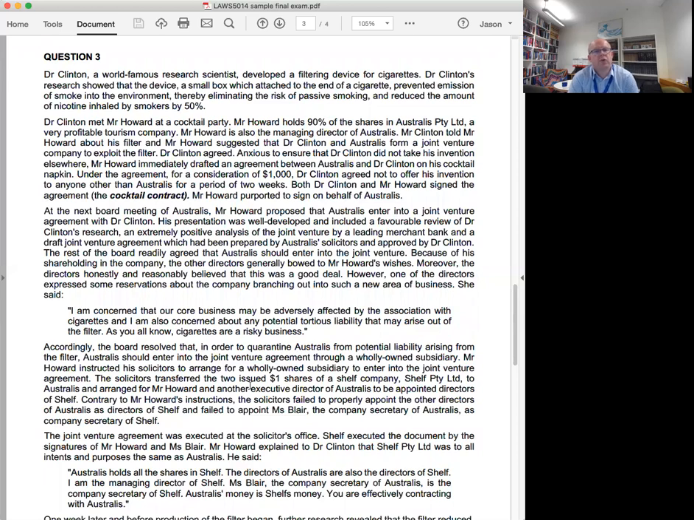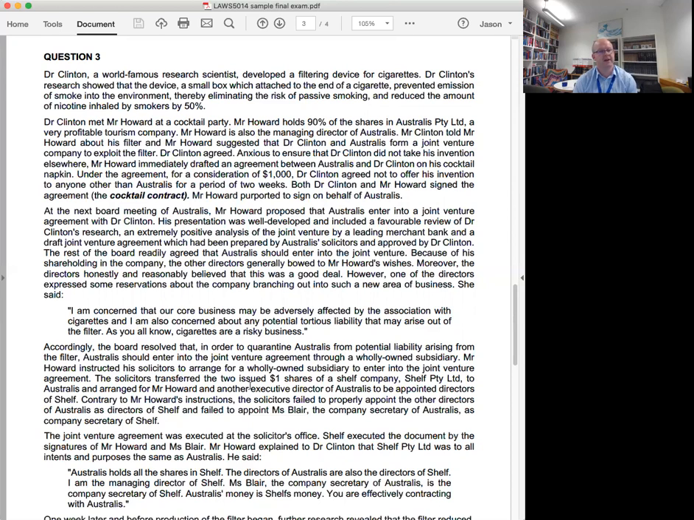anxious to ensure that Dr. Clinton does not take his invention elsewhere. Howard drafts an agreement on a cocktail napkin. Consideration of $1,000. Clinton agrees not to offer his invention to anyone other than Australis. So essentially this is an option. So we looked at this in contract law.